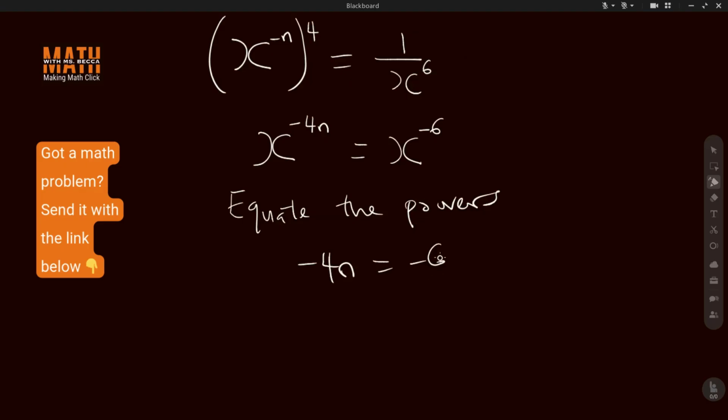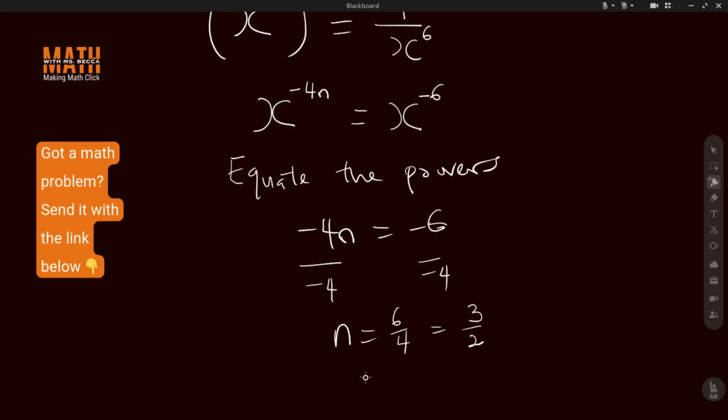And now we can divide both sides by negative 4. So that n will be equal to 6 over 4. And this is the same thing as 3 over 2. So n is equal to 3 over 2.